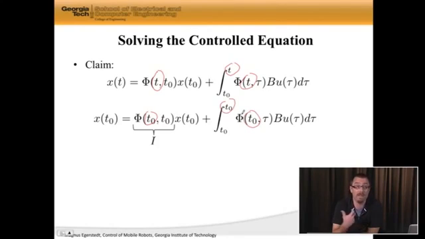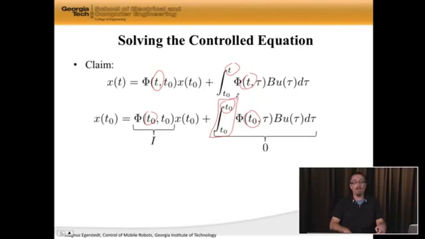Well, phi(t, t) is equal to the identity matrix no matter what t is, right? So this is the identity. Now, here's an integral between t naught and t naught. So this is clearly 0 because I'm just taking the integral over this individual point. So this integral is 0. So what I have is that x of t naught is equal to what it should be, x of t naught. So we're going to declare success on the initial condition.